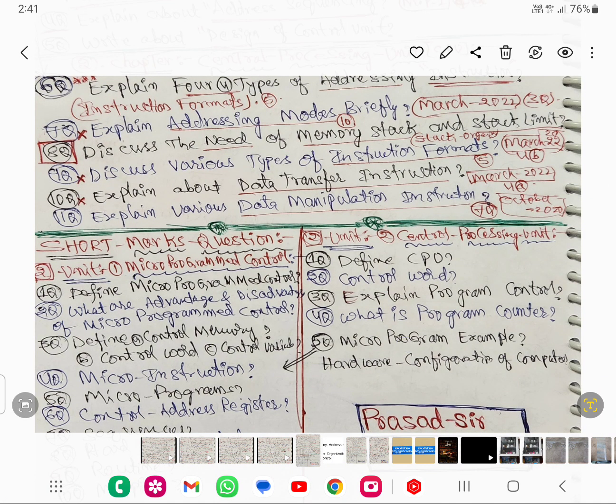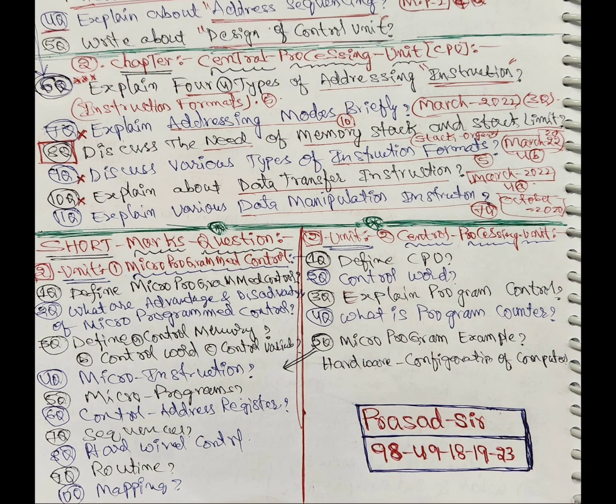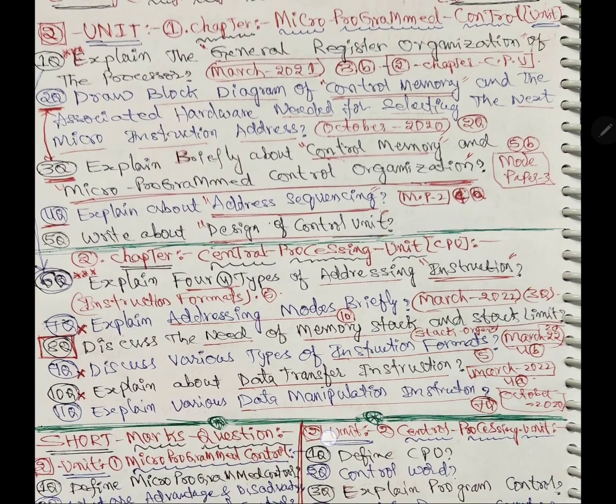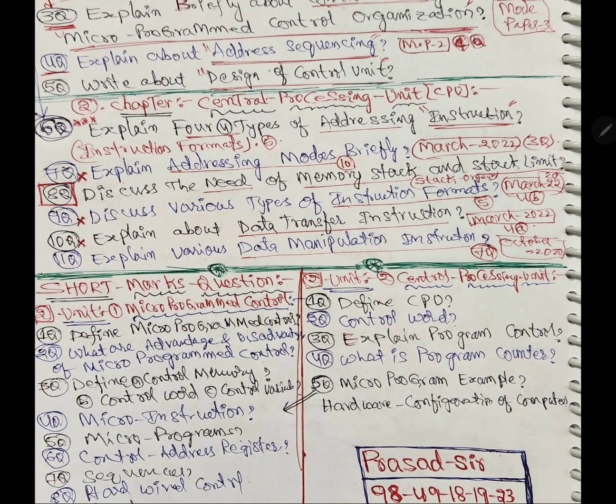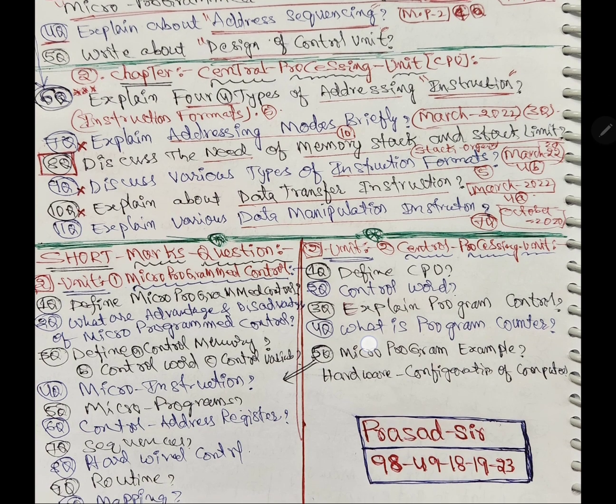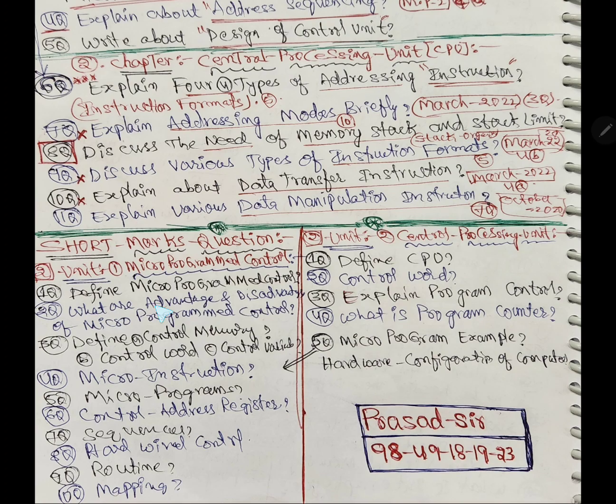You can see in my playlist, you can find most of the topics, except those kept in red mark. I have not covered those yet, I will cover them later on. Control memory, that topic, address sequencing, that is not there. And probably stack organization, I won't cover this. This is out of syllabus. Actually I showed you the syllabus also.